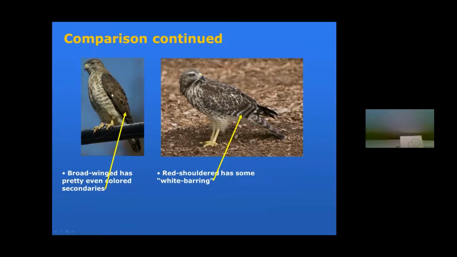But if you see it in summer or early fall before they leave, the broad-winged has pretty evenly colored greater coverts and back. Where a red-shouldered has, you see these are secondaries, white barring on them. That's pretty distinctive. So if you see a perched bird and it has white barring, you know you've got a red-shouldered over a broad-winged.